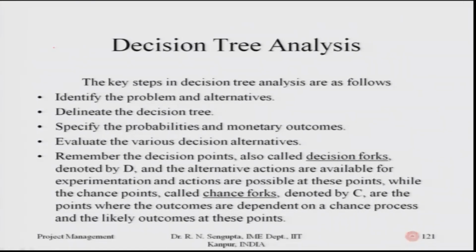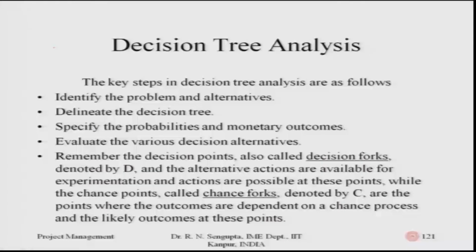Remember the decision points are also called the decision forks. In the initial part when we were discussing, we said decision gates, alternative gates. They are points on the same line where you make a decision accordingly. They are denoted by D, and alternative actions are available for experimentation, and actions are possible at these points. So, at a decision point you can either take the right fork, the left fork, or if there are 3 outcomes you can take alternative 1, 2 or 3.